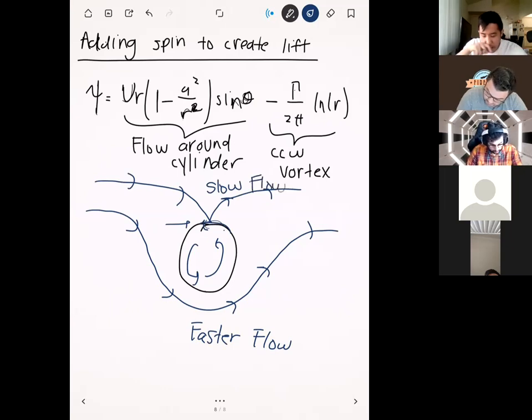What we've added here, by adding a rotation, is a little bit of asymmetry. Instead of having the same speed of flow above and below the cylinder, by adding the vortex we now have faster flow on the bottom and slower flow up top.